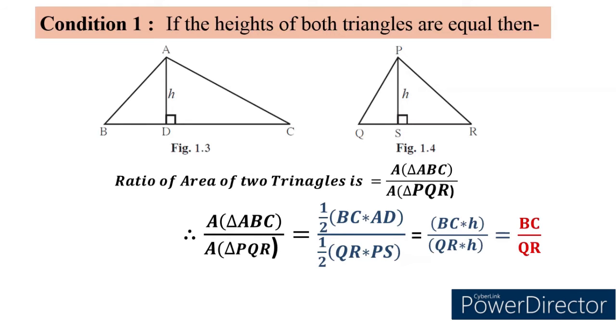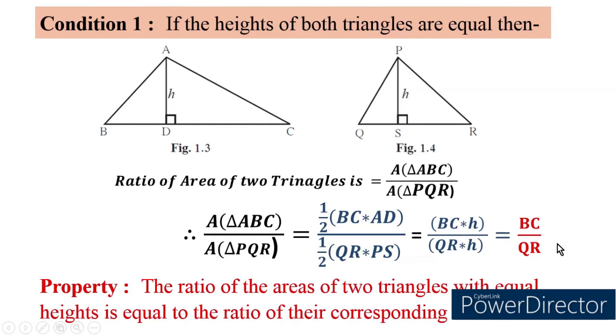Now, as we have seen already, the ratio of the area of triangle ABC divided by the area of triangle PQR is nothing but 1 by 2 into base into height of triangle ABC divided by 1 by 2 into height into base of PQR. Put the values: BC into H divided by QR into H. As H is the same, the 1 by 2 and H will be cancelled over here. We have BC divided by QR.